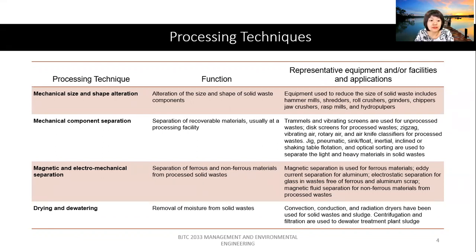Okay. Thirdly is magnetic and electromechanical separation. This is where we separate ferrous from non-ferrous material, because a magnet attracts steel, so it can be separated easily by using a magnet. And then finally is drying and dewatering. So we need to remove the moisture from the solid waste. Once we are able to remove the moisture, the leachate that is created will be much reduced. So for the wastewater treatment plants, it will also reduce the workload.